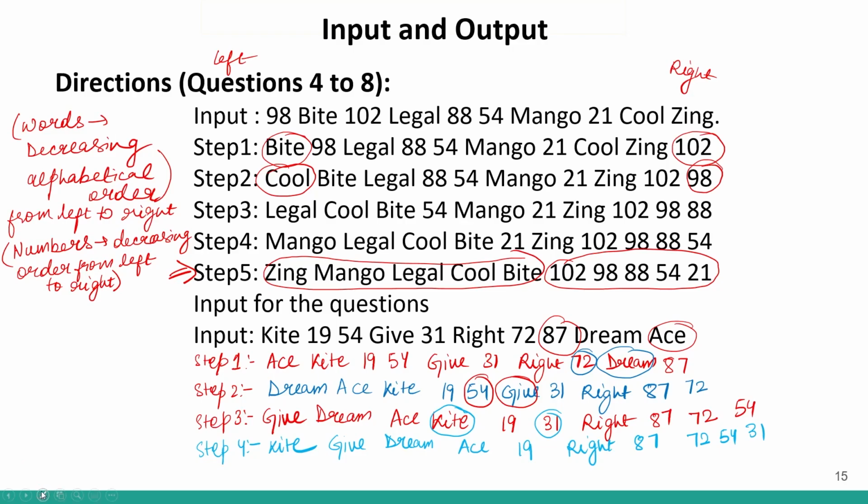Now we are left with only one word and one number. This is the word that we have not arranged yet, and this is the number that we have not arranged yet. So we will complete this in step number 5.